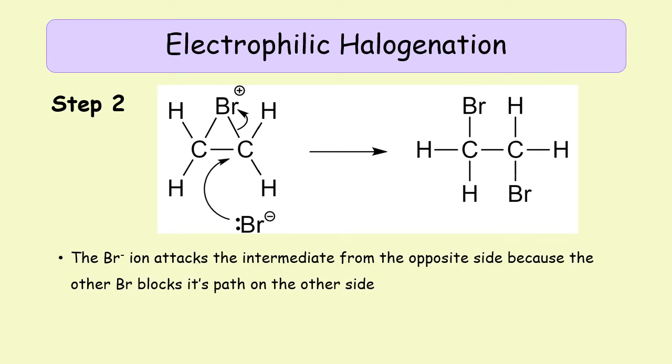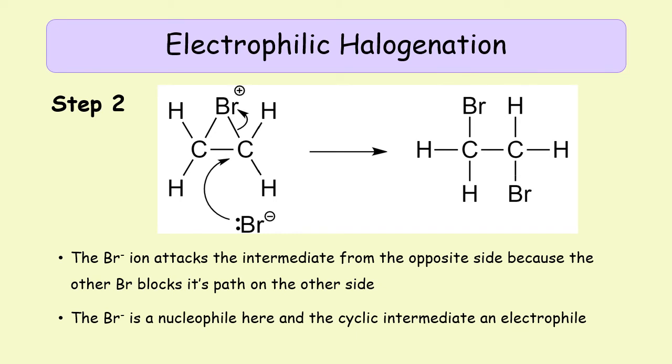So the bromide ion attacks the intermediate from the opposite side of the molecule, because the previous bromine blocks that one side of the molecule. The bromide ion this time is a nucleophile, and you end up with a cyclic intermediate as the electrophile.